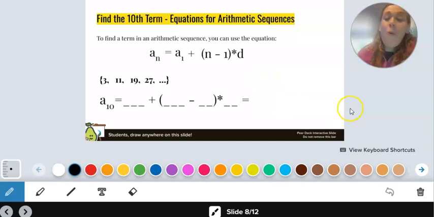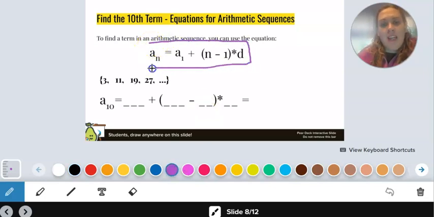Okay, welcome back. And here we are for part 2 of the Peardeck. So we're going to be exploring some more with this fancy arithmetic sequence equation. And this wants us to find the 10th term, which means our n is going to be 10.